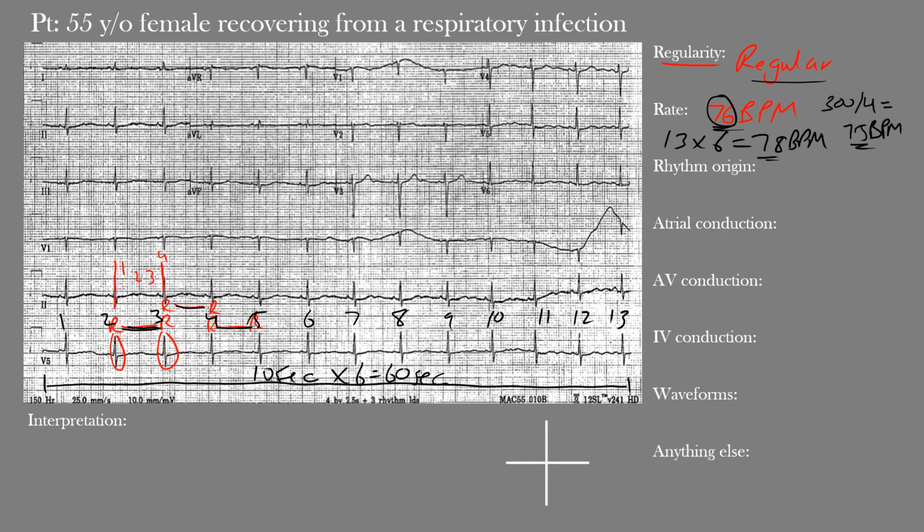So moving on, we have the rhythm origin. Well, we have narrow QRS complexes, so it's likely a supraventricular origin. Okay, what do we mean by supraventricular? That means it's originating above the ventricles. Okay, so it could be coming from the AV node, a junctional rhythm, the atria, or the sinus node. Now we can also make out clear defined similar shaped P waves here, so we should look to see if we're actually dealing with sinus rhythm.